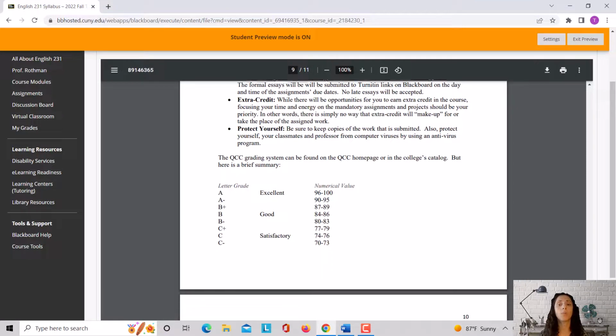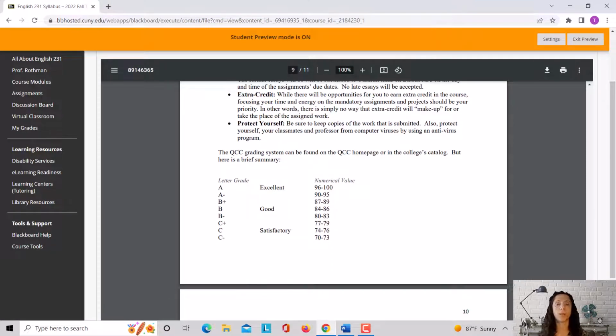There will be opportunities for extra credit, but I suggest focusing on the mandatory assignments. If you put your time and effort into those assignments, you won't have to worry about extra credit, because there's actually no way that extra credit can make up for or take the place of an assigned work, such as a formal essay. Also, be sure to keep copies of the work you submit, in case something goes wrong with the submission process when you submit your work to Blackboard.